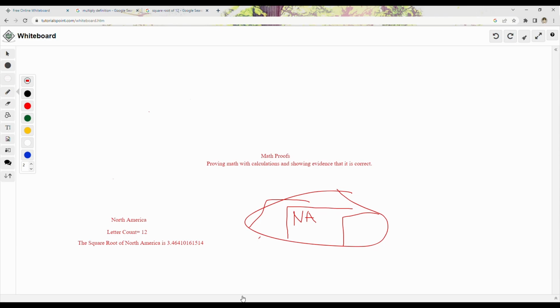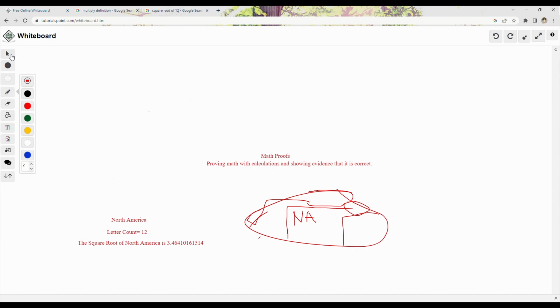As you see, you can't put 3 blocks in there. That's why there are decimal numbers to fill this spot, and that spot. Obviously, we get 3.46146, and that's how you prove that the square root of North America is 12.